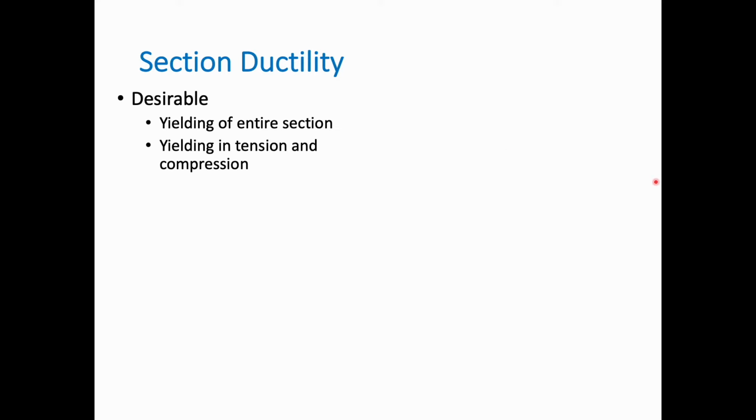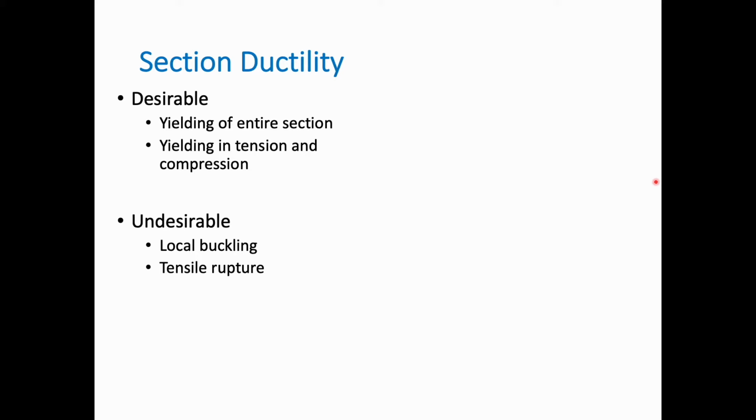When it comes to section ductility, what we want is yielding of the entire section, yielding in tension or compression. This is what is desirable. What is undesirable is to get local buckling and tensile rupture. Both these mechanisms are going to fail our sections, and we can't control them if we reach that point, and therefore they are undesirable.